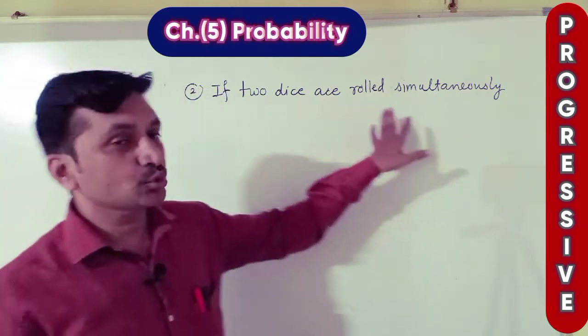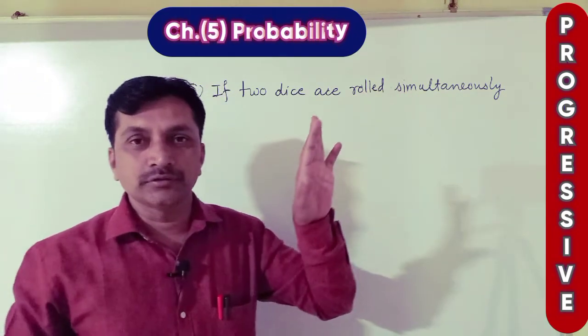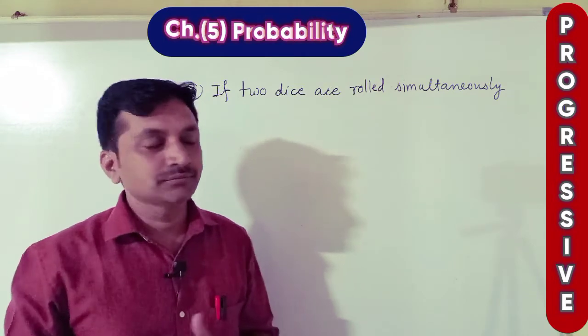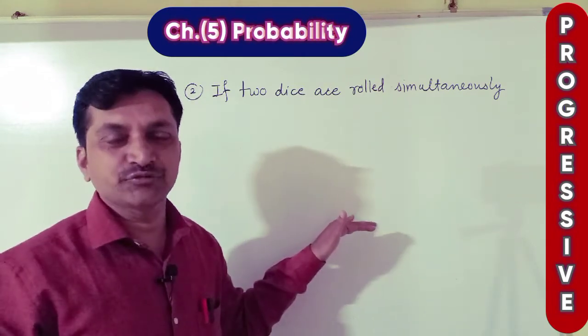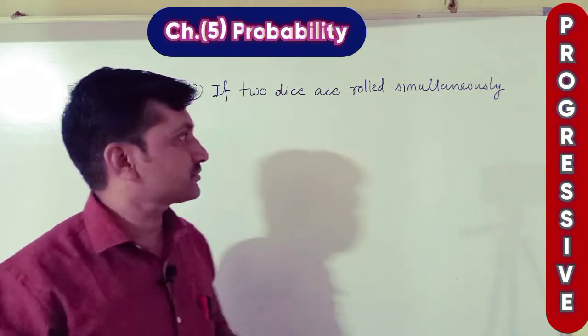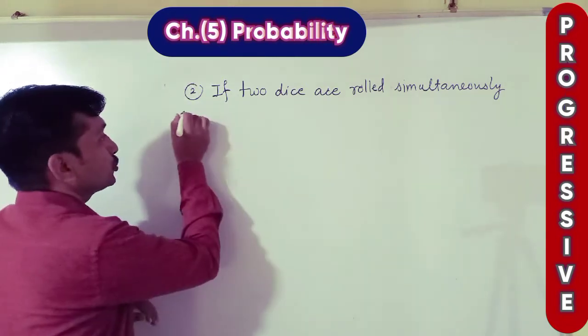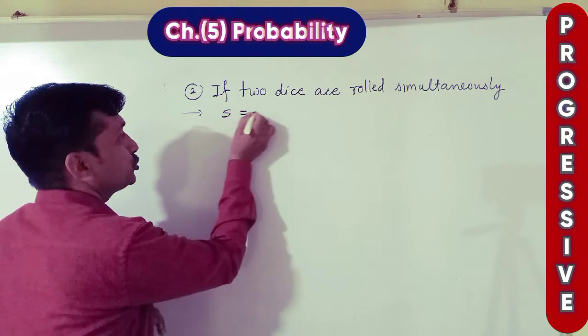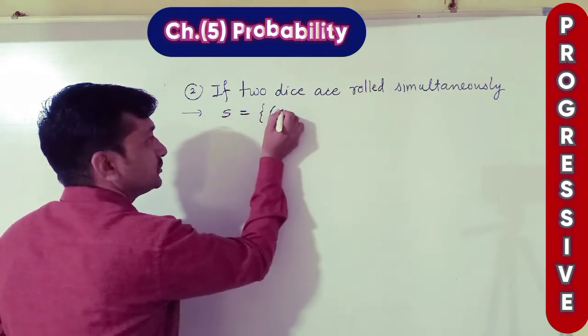If two dice are rolled simultaneously. Now events are given in the example, but let's see this first: sample space, number of sample points, then the events one by one I will write. Now if two dice are rolled, the sample space, we know there are 36 possibilities.